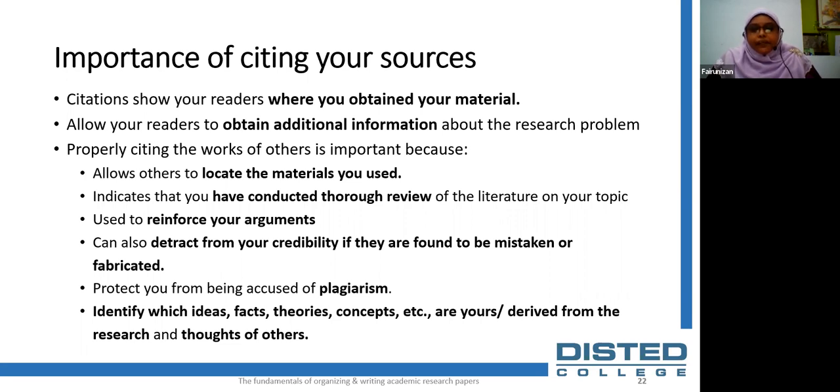In academic writing, you are required to identify for your reader which ideas, facts, theories, and concepts are yours and which are derived from the research and thoughts of others. So whether you summarize, paraphrase, or use direct quotes, if it is not your own original idea, the source needs to be acknowledged. You do not need to cite material which is accepted as common knowledge. But sometimes you are not sure, you are in doubt. So the best is to just cite it.